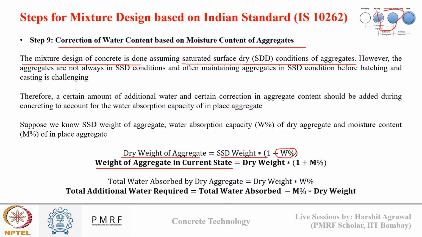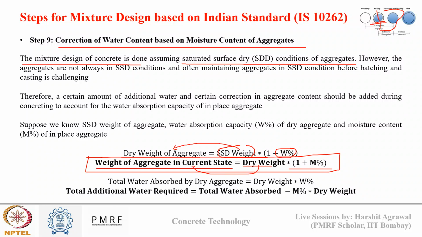And the weight of aggregate in current state, which is my intermediate state, will be dry weight times one plus the moisture content that is there in aggregate, how much moisture is actually there in the aggregate. This is how I will get the weight of aggregate in current state. So I knew SSD weight; from SSD weight we calculated dry weight, and then from dry weight we calculated the aggregate weight in current state, which is what I'm using during concreting.